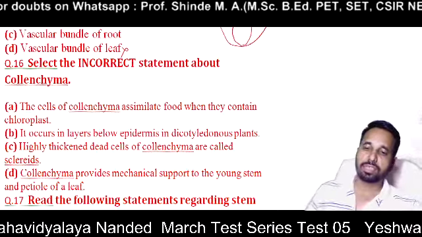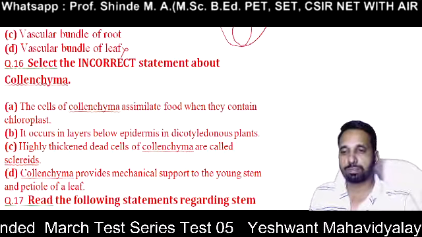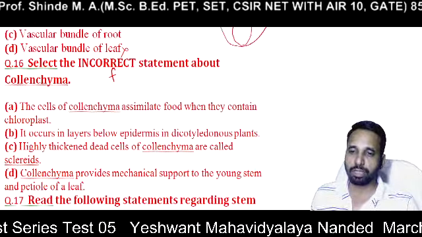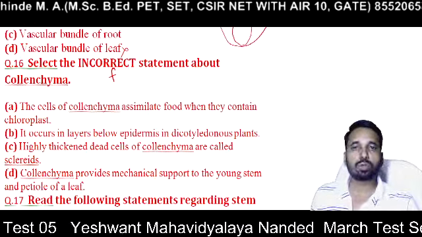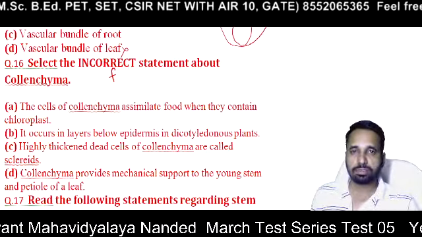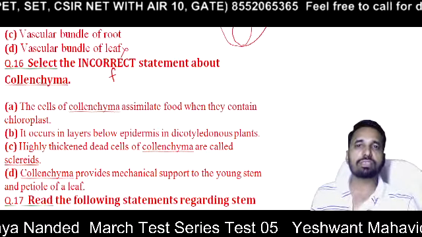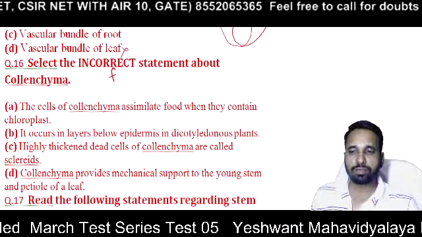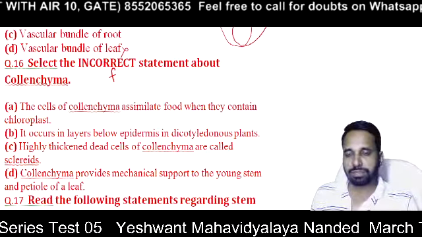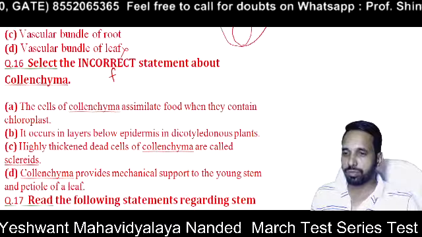Next one, select the incorrect statement about collenchyma. We are supposed to find the false statement. The cells of collenchyma assimilate food when they contain chloroplast. Now for some of you, this may be confusing. Whenever you come across statements which are a bit confusing, just leave them for a while. Don't hesitate, and don't pick any answer yet. Just wait for this one.